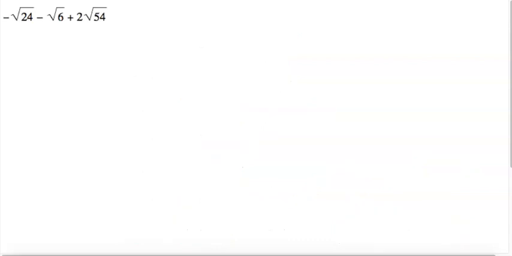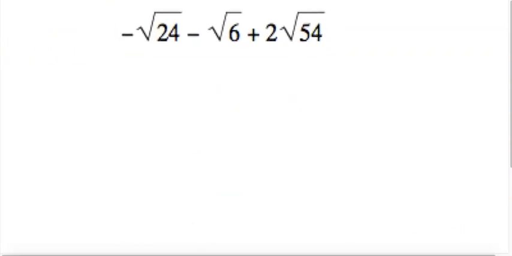So let's take a look at example number 2 here. Again, 3 terms. We have negative root 24 plus root 6, or radical 6, plus 2 radical 54. As of right now, there are no like terms. All the numbers underneath the radical are different, but before I'm convinced, let's simplify.